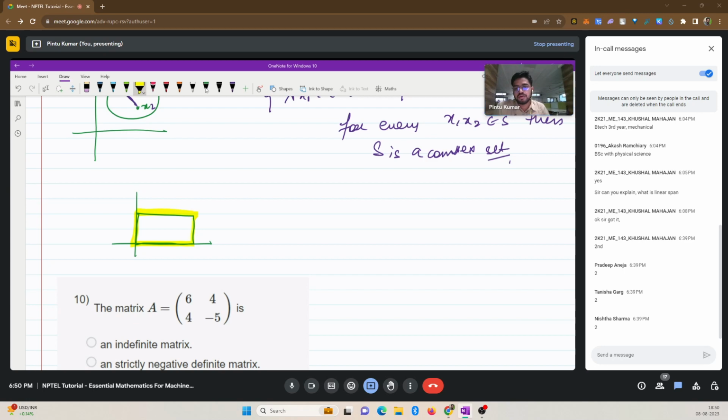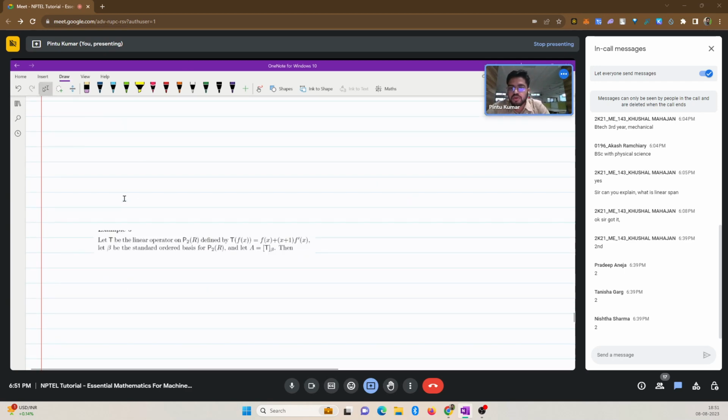No, this is not a convex set. Because if we take a point here and a point here and join them, the line goes outside that set. Now, rather than a hollow rectangle, if I fill this up, then this would make a convex set. I just wanted to mention this about convex sets.